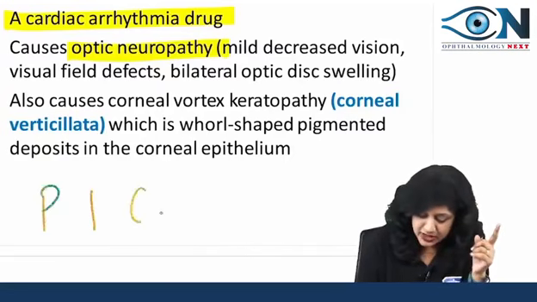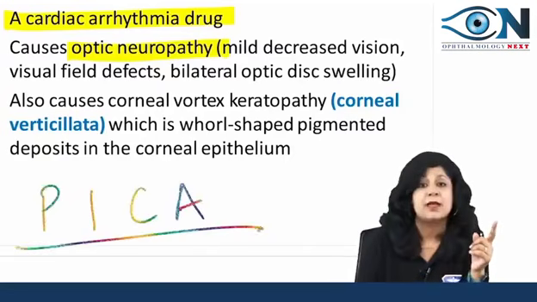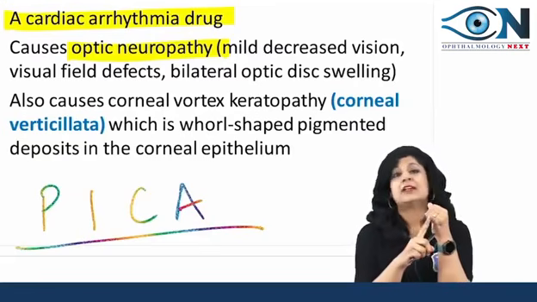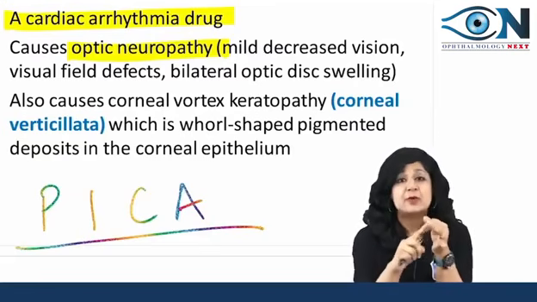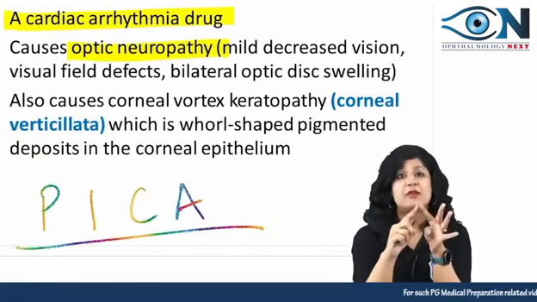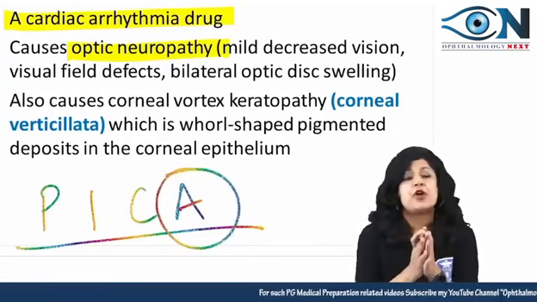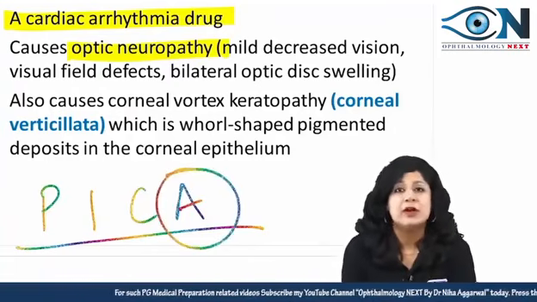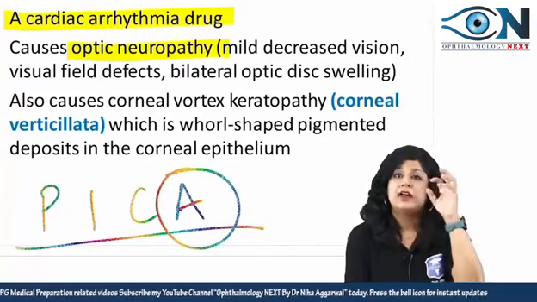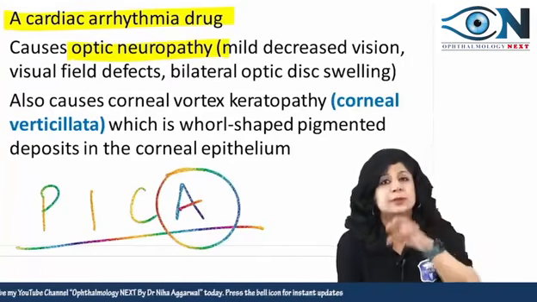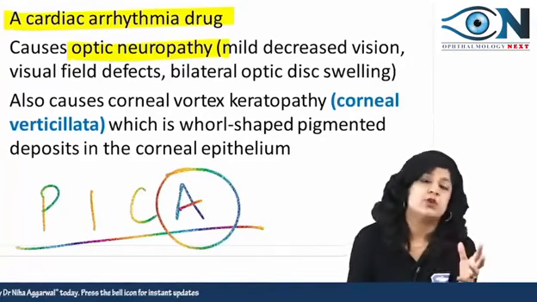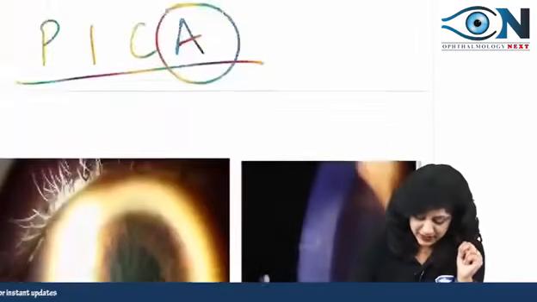PICA was the drugs which were causing the vortex keratopathy. We were having phenothiazines, indomethacin, C for chloroquine, and A for amiodarone. So this A for amiodarone is also responsible for your vortex keratopathy. Amiodarone is important as a cause of optic neuritis. Amiodarone is also important as a cause of cornea verticillata, right?